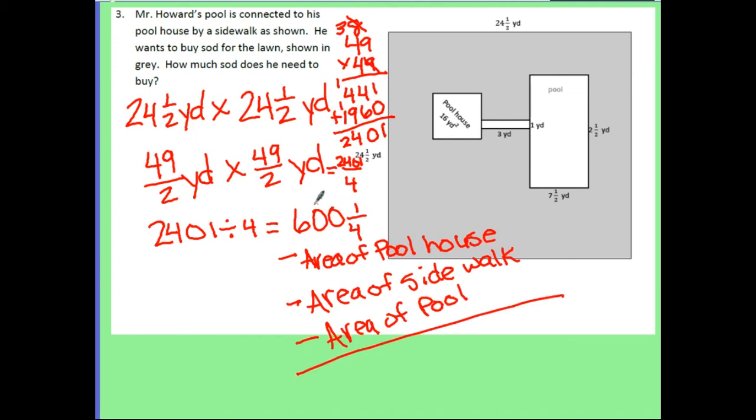So after you've taken our total area, you've subtracted the area of the pool house, which they've given for you, the area of the sidewalk, which shouldn't be too hard to find, and then finding the area of the pool and subtracting it. What you are left with is going to be the area of the sod. You're going to have that grayed in area, you're going to find that area for you.